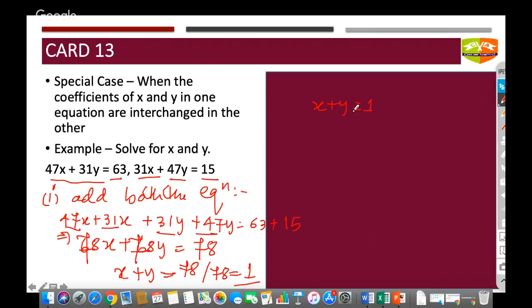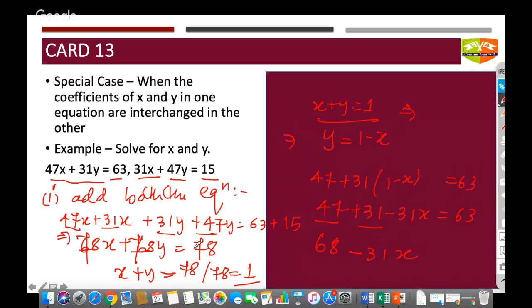Now I'll do substitution. So y is equal to 1 minus x. I'll put it here: 47x plus 31 times (1 minus x) is equal to 63. So I get 47x plus 31 minus 31x is equal to 63.